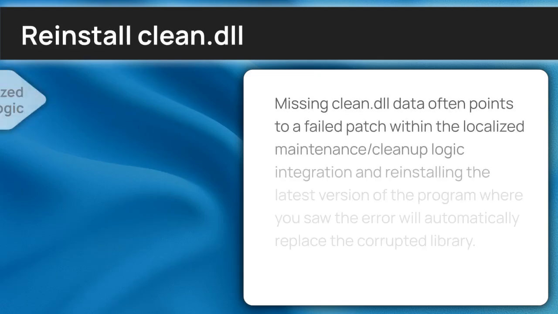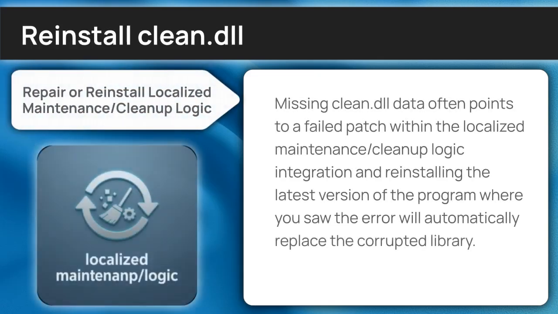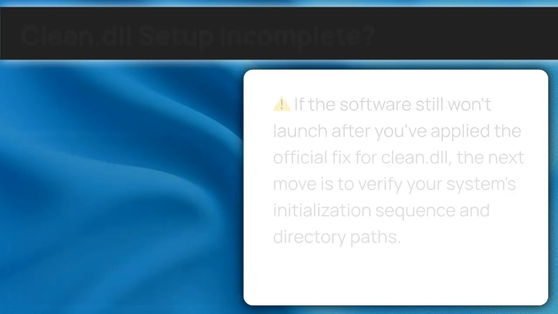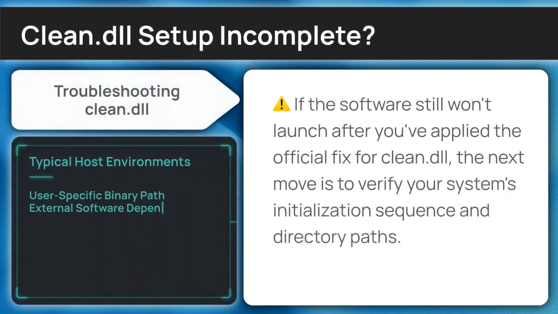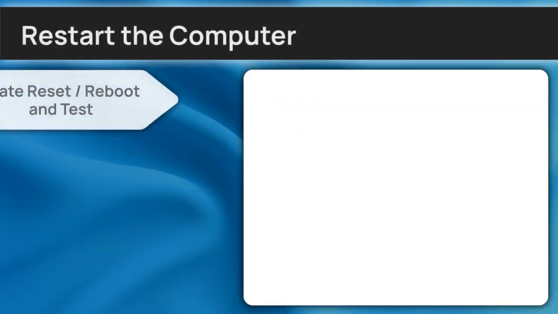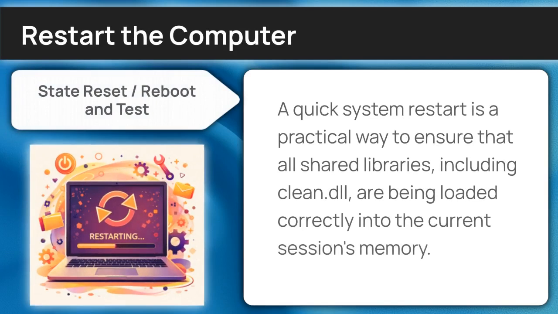Missing Clean Library DLL data often points to a failed patch within the localized maintenance/cleanup logic integration, and reinstalling the latest version of the program where you saw the error will automatically replace the corrupted library. If you're still stuck after the reinstall, our next priority is to check for any active blocks in the system path. A simple restart can resolve file-in-use errors that mimic a missing Clean Library message. It's a low-effort step that ensures your operating system starts with a clean execution stack.